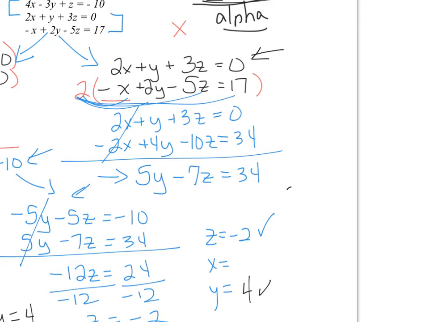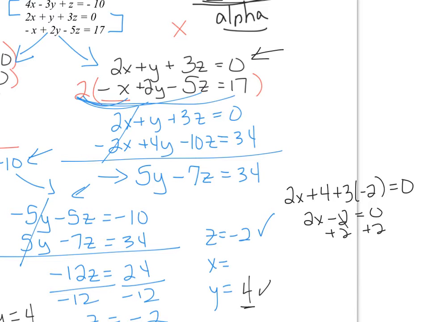So 2x, I don't know what x is, plus y is 4, plus 3z, z is negative 2, equals 0. I like the 0. Easier work for me. So 2x, and that's 4 and a negative 6, so minus 2 equals 0. Add 2. 2x equals 2, divide by 2, and x is 1. Bam! I got an x, I got a y, I got a z. I'm done. Woohoo!